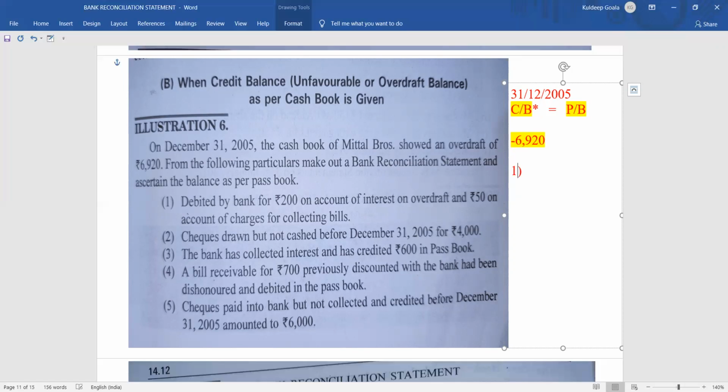Debit in the bank means minus 200, isn't it? Credit in the bank means money is there. Debit in the bank means minus, right? So how much was deducted from the bank? 200 rupees on account of interest on overdraft. For interest on overdraft, they deducted 200 rupees, and 50 rupees on account of charge for collecting a bill. They have deducted another 50 rupees for collection of the bill.